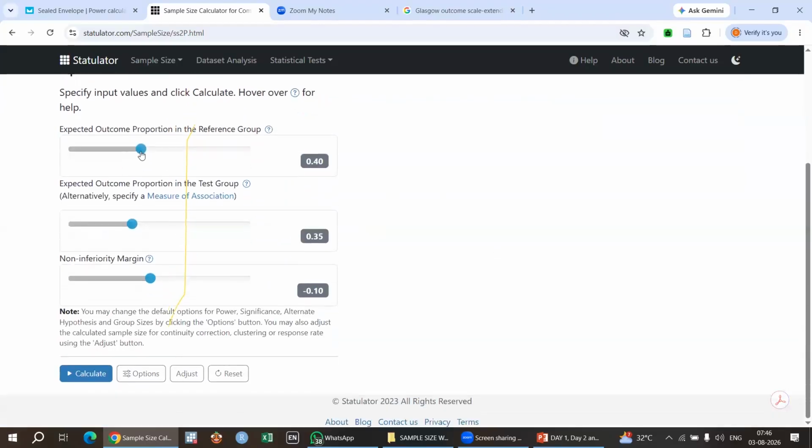Then we have to adjust with this. So here in reference group, how many? This is 90%. So it came 90, 0.9. Here in outcome, it is alternate therapy, 0.88. So sometimes it may be like 0.88. And what will be our non-inferiority margin? It is coming 0.20, 20%. Okay. Then click calculate.